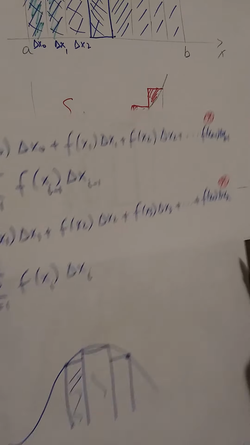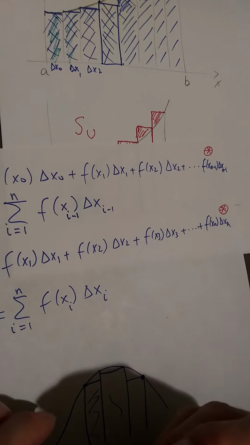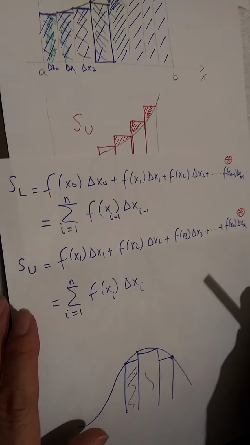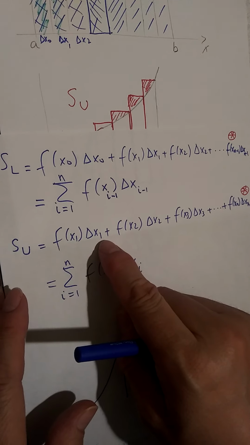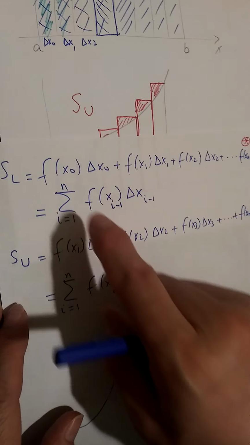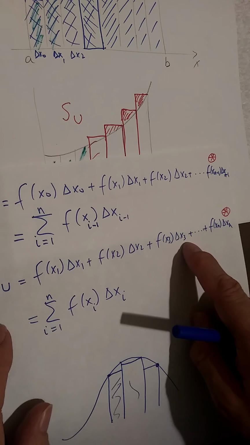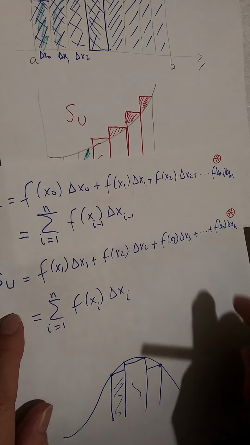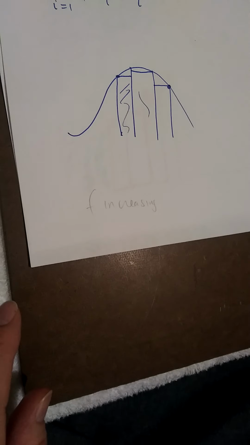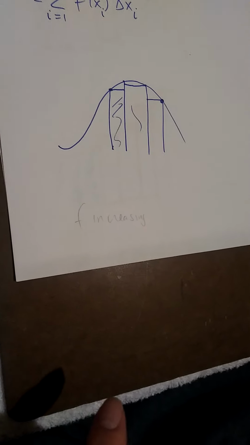So this is why I have a star here. We're assuming that the function is increasing. So it's higher at x1 than it is at x0. It's higher at x2 than it is at x1. It's higher at x3 than it is at x2, etc. Let's do some examples. First example I want to do is this.